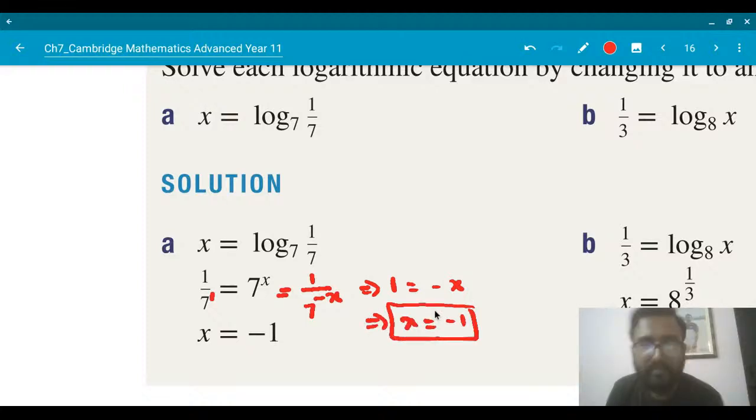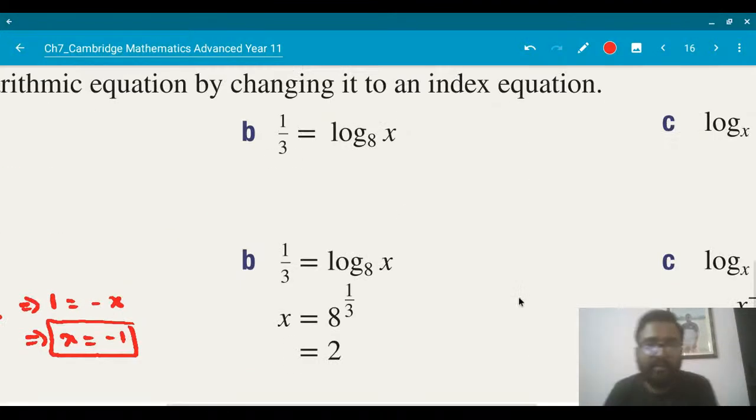Okay, so similarly here it is again. So 1 upon 3 is equal to log x base 8.